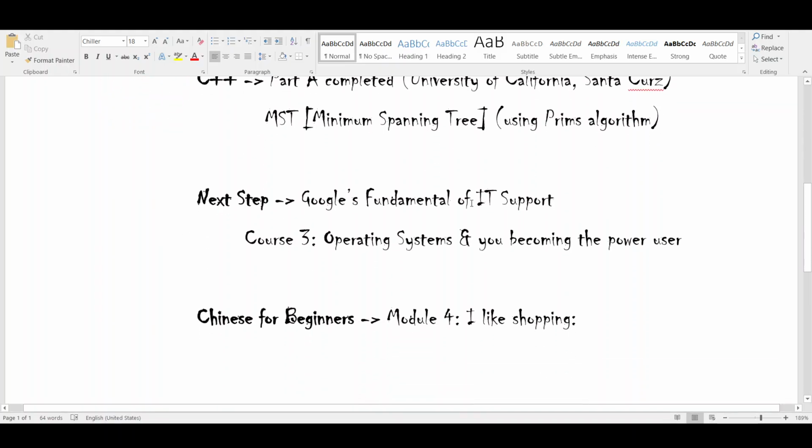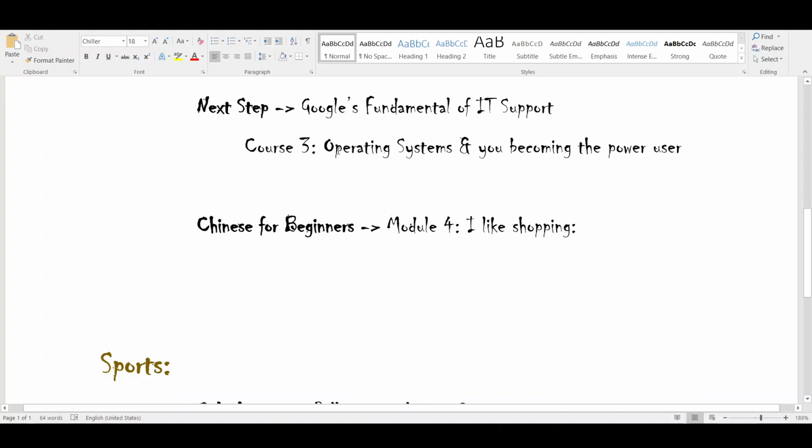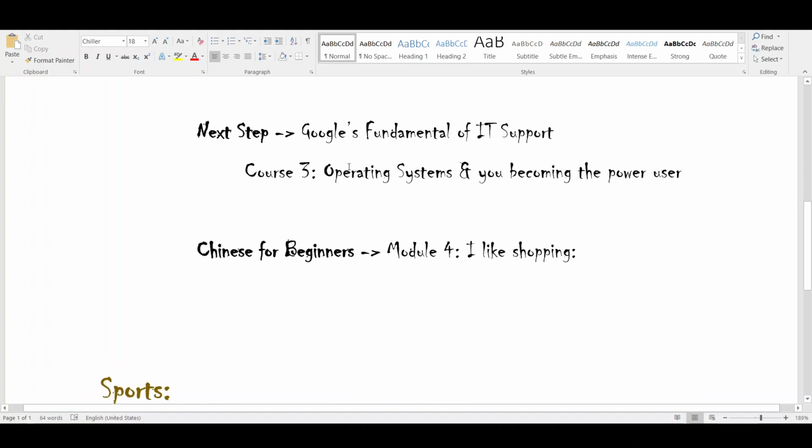So the next thing that I'm going to start is Google's Fundamentals of IT Support. It is a professional certificate with 3 to 4 courses, and I've completed two of them. So I will be starting the third course, Operating Systems and You: Becoming a Power User. In this course, I will learn about command shell prompts and how to interact with computers using PowerShell and the terminals.